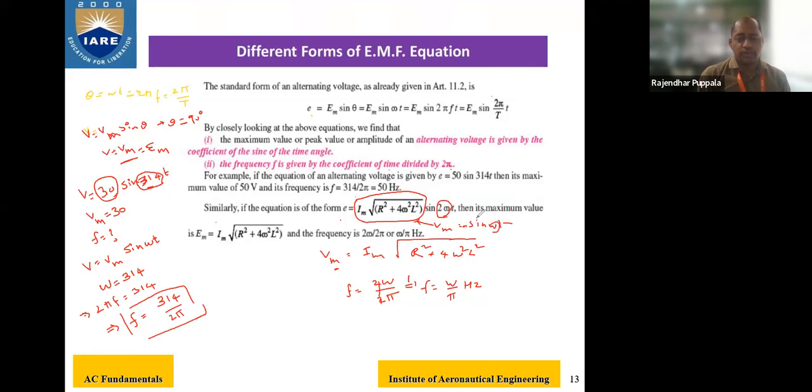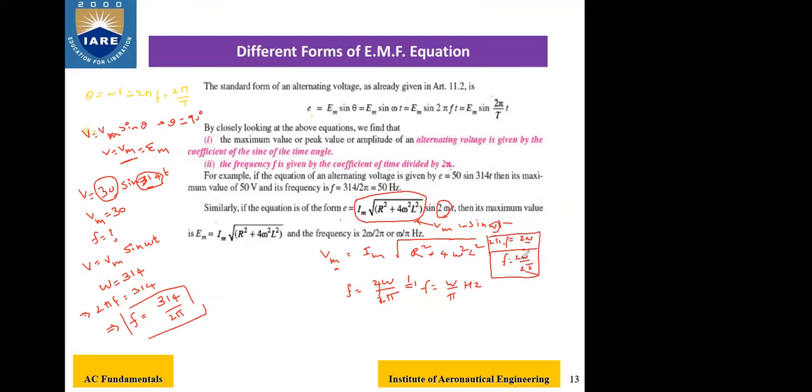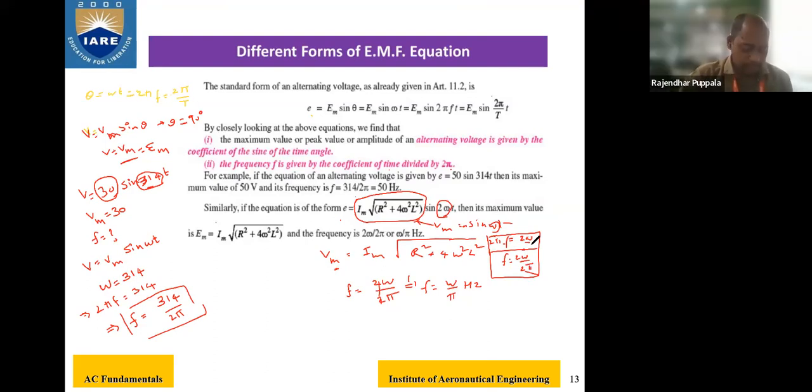Instead of omega, we are having 2 omega here. But what is omega? Omega is equal to 2 pi f. So f is equal to 2 omega by 2 pi. So this is the way to find the frequency and the Vm.